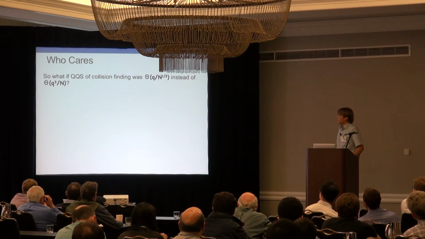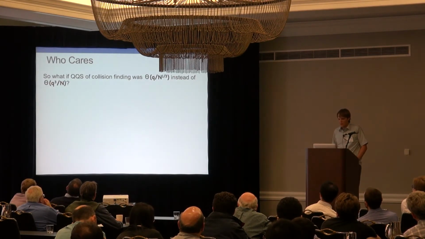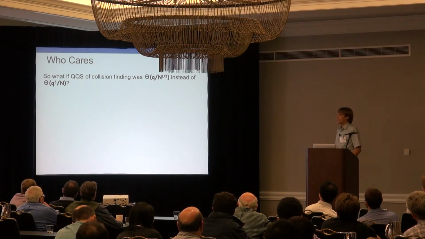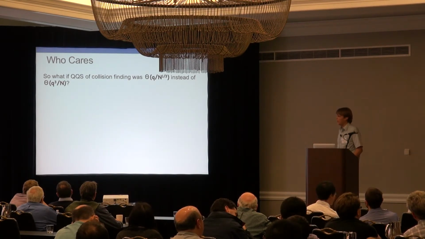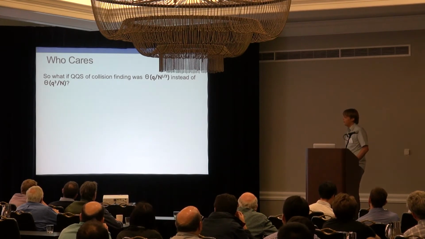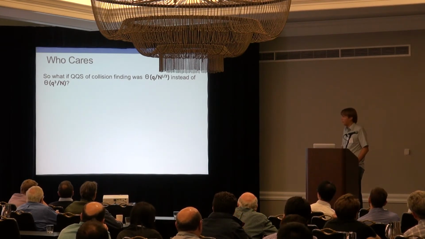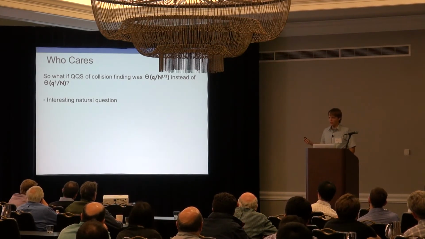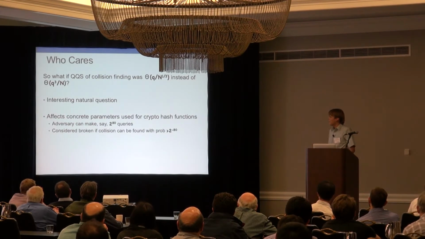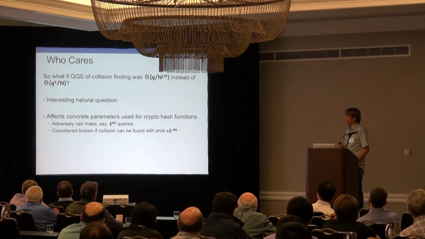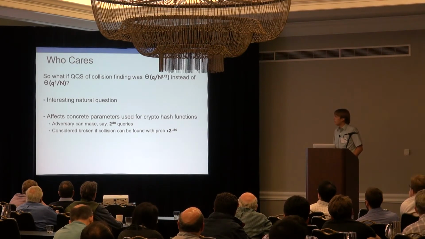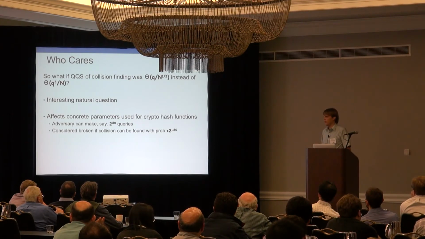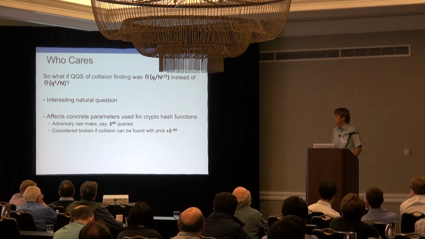Okay, so at this point, I want to address the question of who really cares. Do we really care if it's Q over n to the 1/3, which was option A, or Q cubed over n? And I want to argue that yes, we do care. It's an interesting question, first of all. And another point is that it actually may affect practice in the sense that the exact solvability effects could affect the concrete parameters used for cryptographic hash functions.